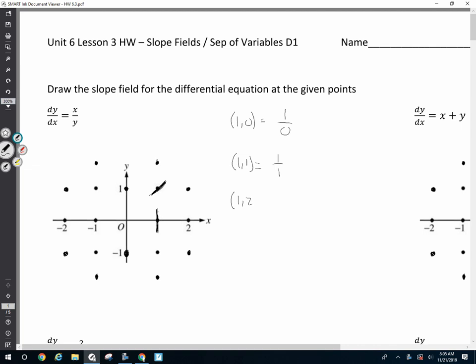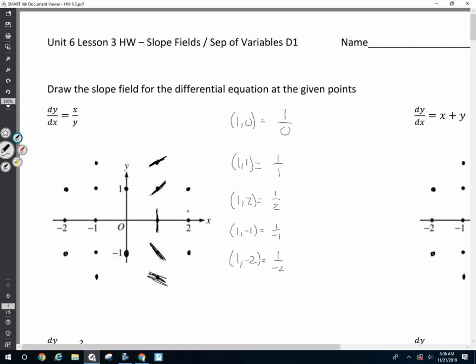Let's look at (1, 2). 1 over 2 will be a half, so we're going to look like this. Just aim down 1 over 2. I'm aiming at this guy. (1, -1). So that'd be 1 over negative 1, negative 1. Aim at (0, 0). (1, -2). Negative a half. Aim over here. Okay? And that's just one example.